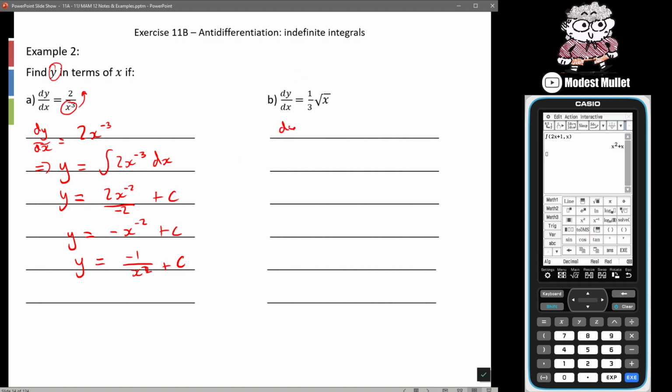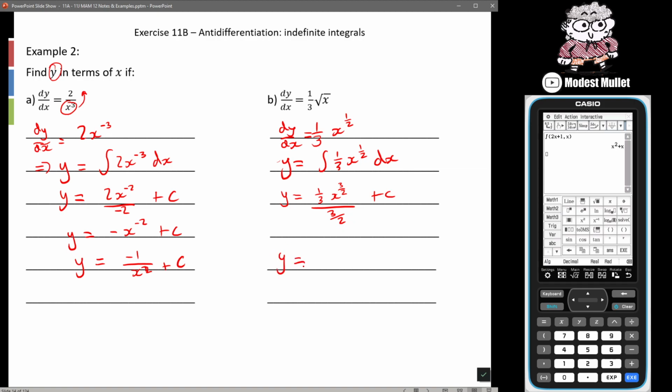This next one, same thing. We want to get it in polynomial form, and any square root is the same as to the power of half. So we get that, and so y is going to equal the indefinite integral of 1/3 x to the half with respect to x. So y is equal to, we put our 1/3 in there, x, add 1 to the power, so we get 3 on 2, and we're going to divide by the new power and put a plus c on the end.